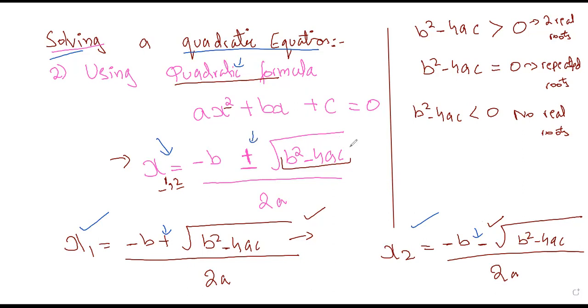Now, this thing is important. If b square minus 4ac is greater than 0, you will get two real roots. If b square minus 4ac is 0, then there's no difference in x1 and x2, so you will get repeated roots. And if b square minus 4ac is negative, you have no real roots. You will come across an error and you have to stop there. So the minimum number of roots from a quadratic equation is 0 and the maximum is 2, right? Is this clear? Should we talk about examples now?